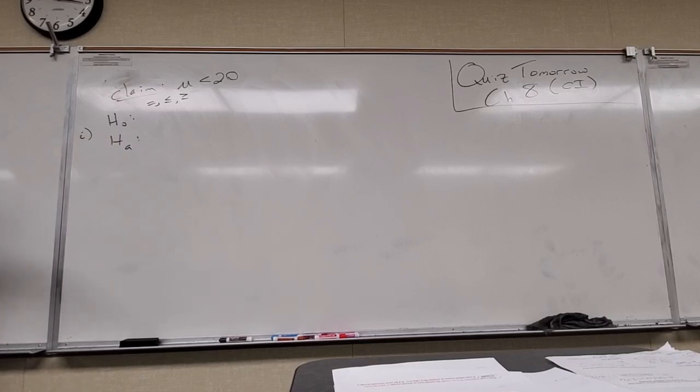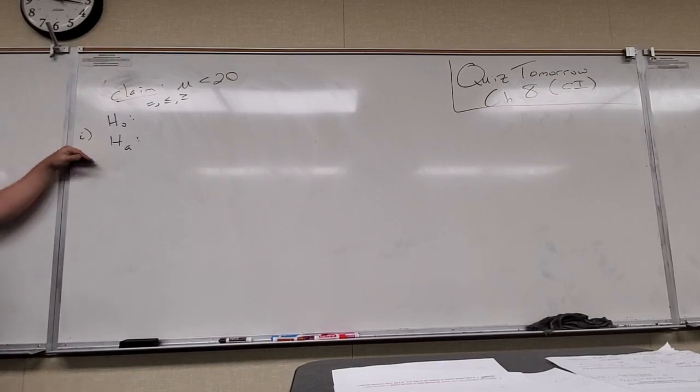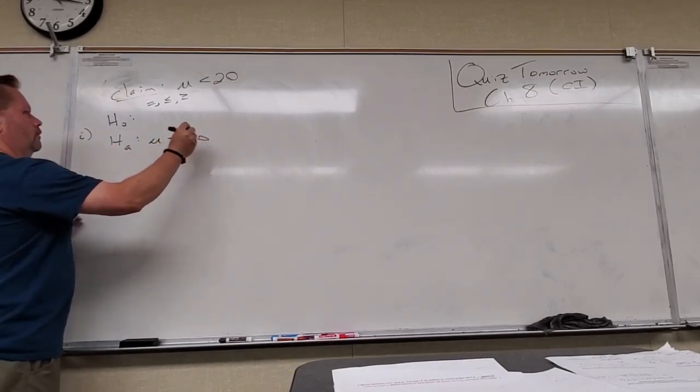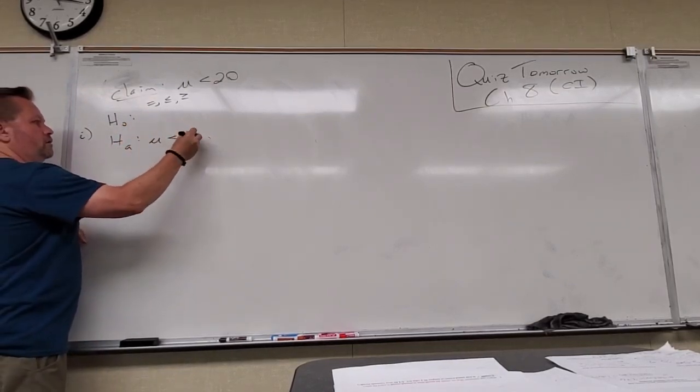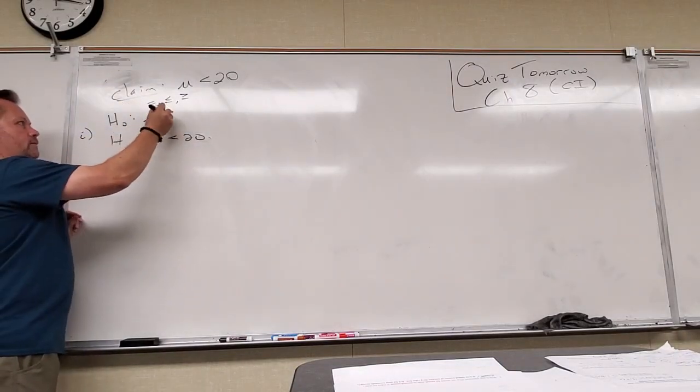So if the claim, all right, real quick, where does that claim go again? Alternate. And so what would the null, or the H0, be? Greater than or equal to 20. Yeah, the opposite of this.